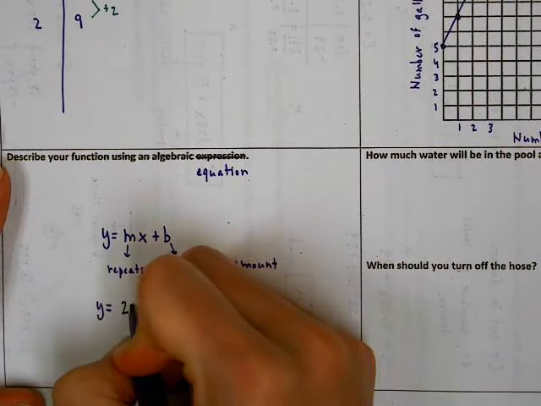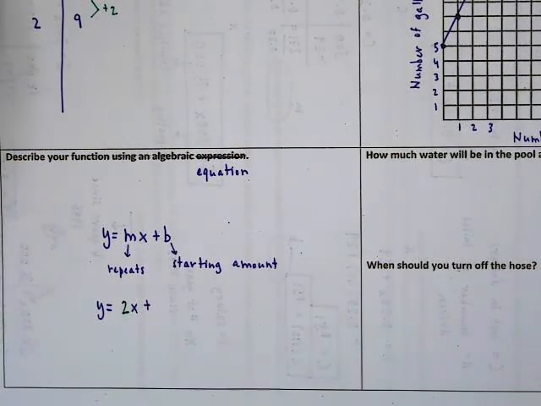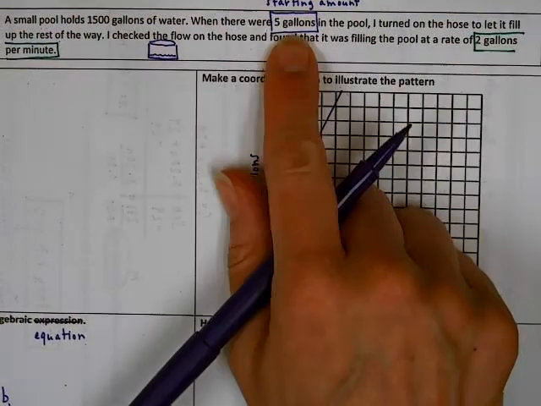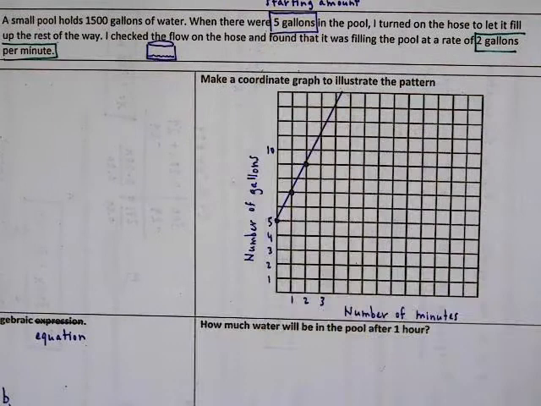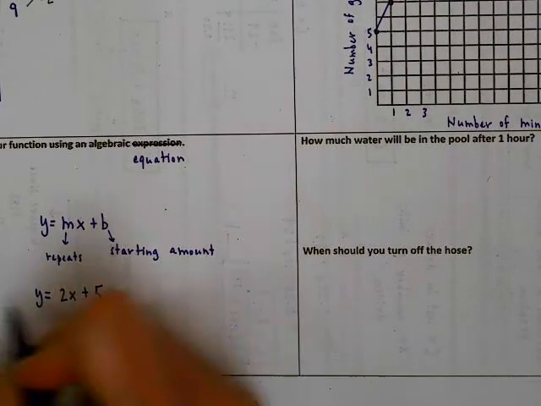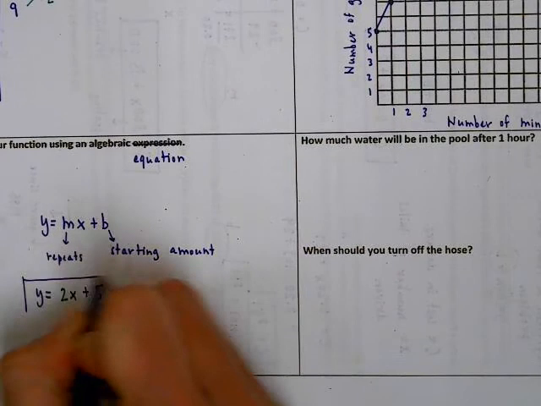So we have 2x plus, now our starting amount, right, we made a note of up here, we started with 5 gallons in the pool. So that's going to be our b value. So y equals 2x plus 5.